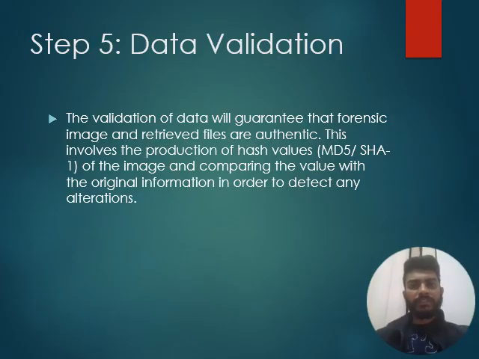Moving to the next one, step 5, data validation. In this step, we focus on data validation to ensure the authenticity of the forensic image and any retrieved files. This is done by generating cryptographic hash values such as MD5 from the image. This hash value acts like a digital fingerprint that we can compare with the original hash value to confirm that no change has occurred. If the values match, it proves that the data has not been modified in any way during acquisition or analysis.